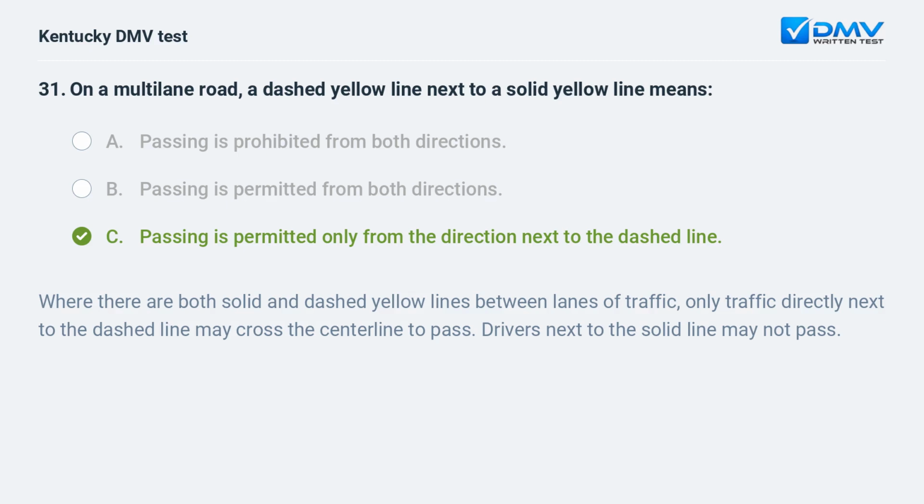Where there are both solid and dashed yellow lines between lanes of traffic, only traffic directly next to the dashed line may cross the centerline to pass. Drivers next to the solid line may not pass.